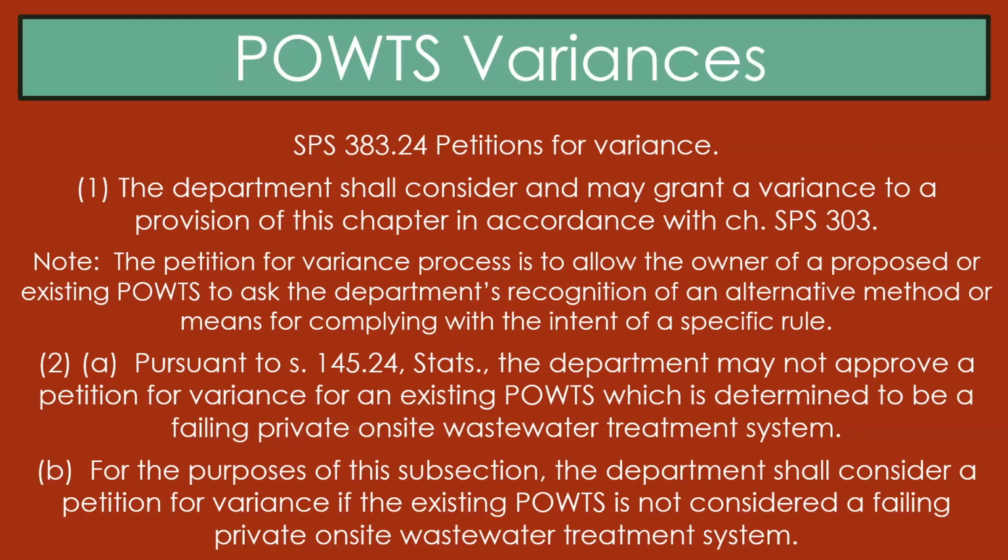So when it's specific for POWTS, are there any additional things that are required? Well, yes. So in 383, in addition to what's in 303, we also have some specific requirements when it comes to petitions for variance for a POWTS. And that basically is that the system cannot be failed. If the system has been determined to be failed, pursuant to 145.24, then a petition for variance cannot be granted. So keep that in mind. There's absolutely no point in petitioning for a failed system. It cannot be approved. 383 requires that it be a non-failed system. And if it is not failed, then we shall consider the petition for variance.